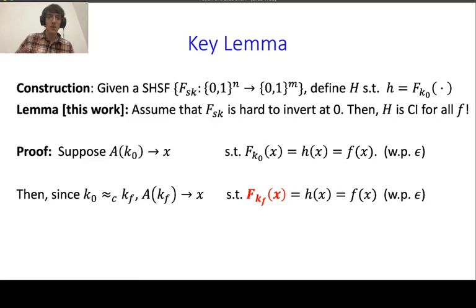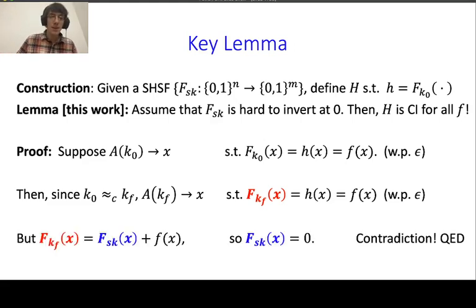Then we just invoke the 2 properties of the shift-hiding shiftable function. So first of all, by the shift-hiding property, we should be able to replace the trivial shifted key with the key shifted at f, k sub f. And this change should be undetectable. So that means that when the adversary is given k sub f, it still finds an input such that hash of x equals f of x. But now this hash of x is equal to the f-shifted evaluation.